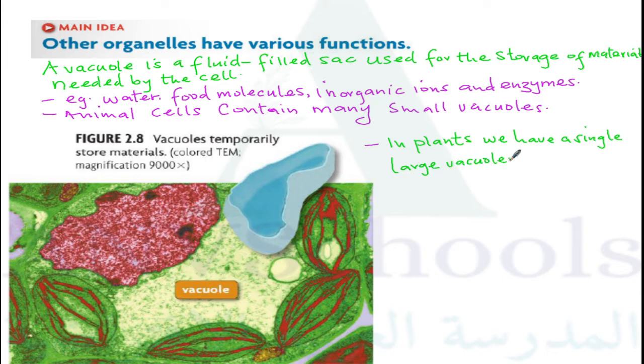So this vacuole has its own advantages. It is a single large vacuole that usually takes up most of the space inside a plant cell. It is filled with watery fluid.